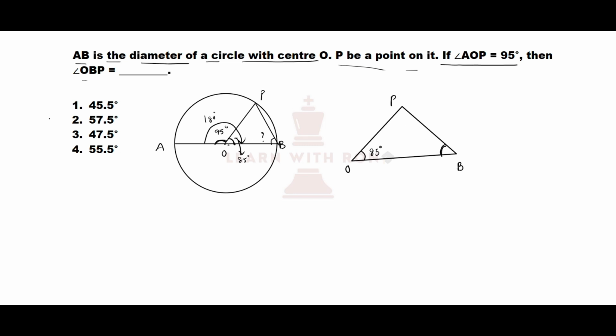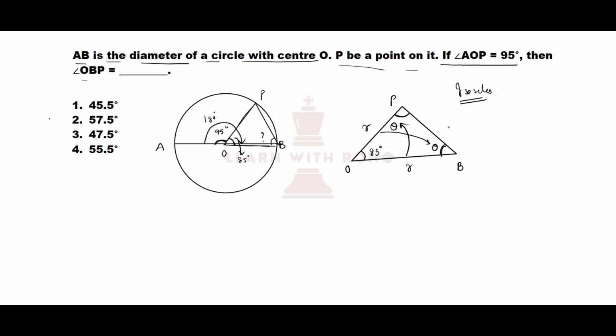If you observe the triangle here, what is OB here? Radius. What is OP here? Radius. So if this is radius and this is radius, this triangle is an isosceles triangle, right? We know that in isosceles triangles, angles opposite to the equal sides are equal. So if this is theta, this is also theta.